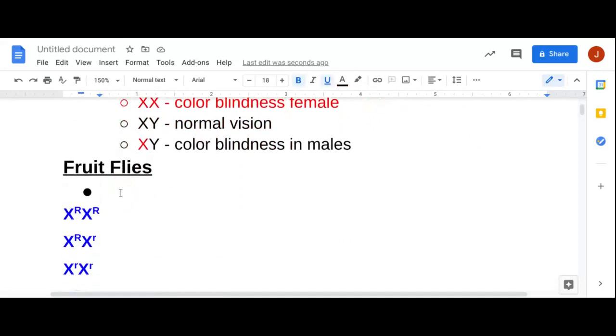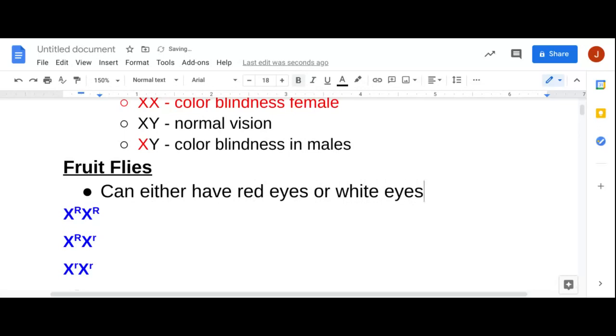First one is fruit flies. Fruit flies can either have red eyes or white eyes. Fruit flies are actually one of the types of insects that's really used in genetic research a lot, and that's because they have Mendelian traits that are this or that. They do have sex-linked traits and other things. So they're used in genetic research. They're very easy to breed. They mature quickly, so scientists can do experiments with them and have results relatively quickly. So fruit flies are used a lot in genetics research.